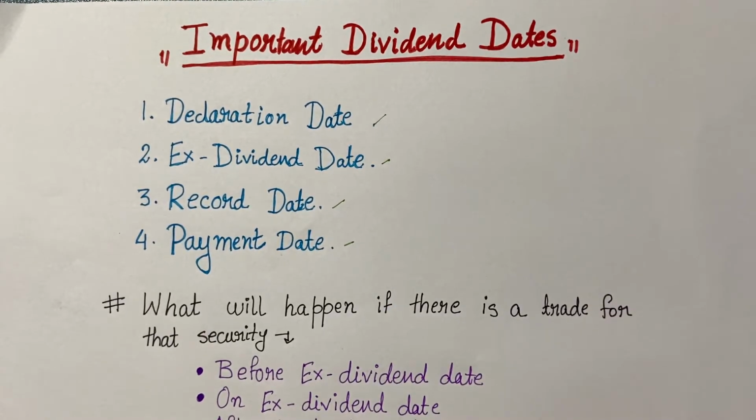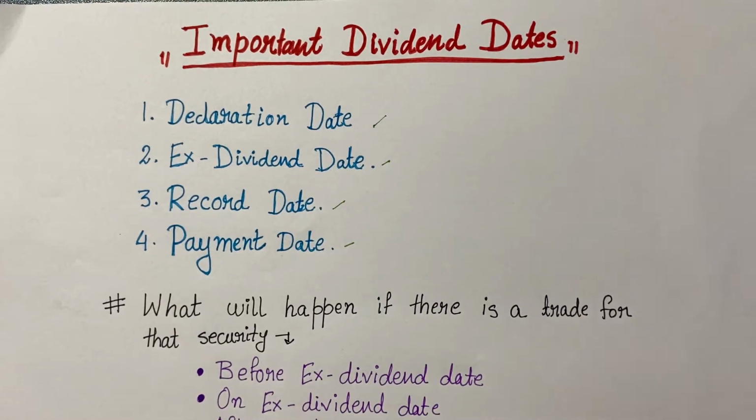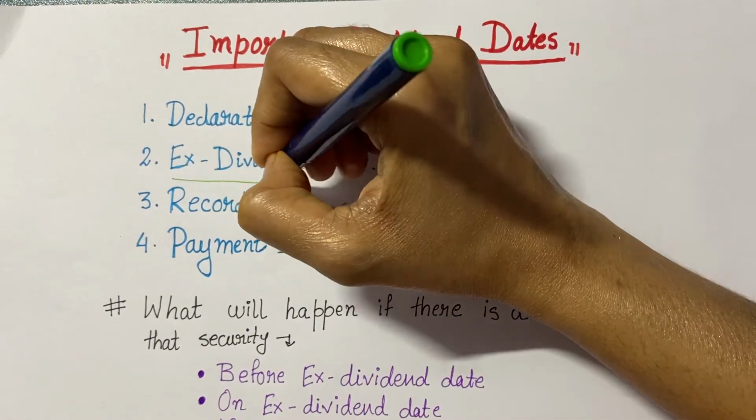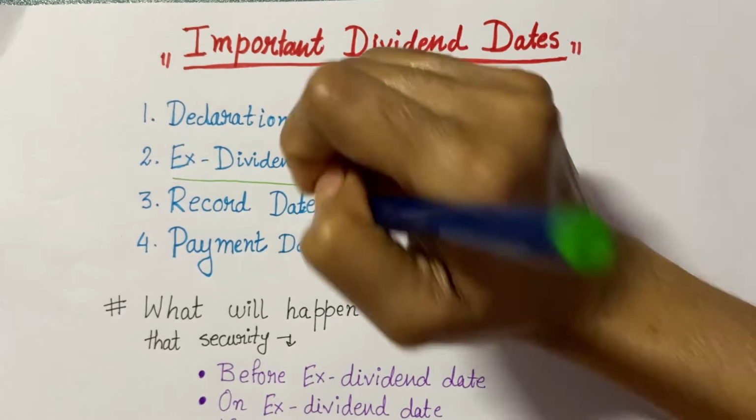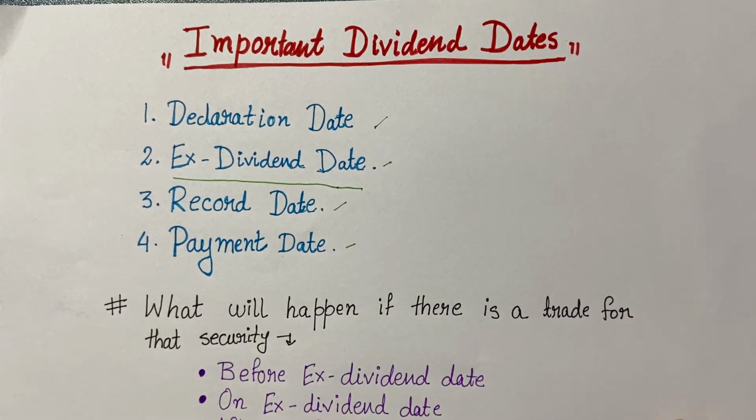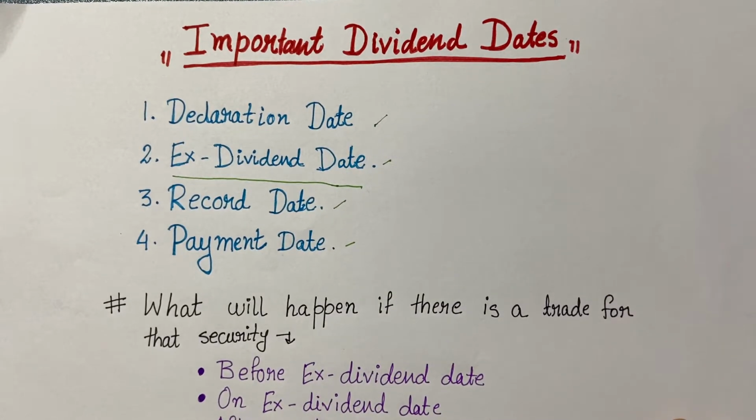Now, what is the declaration date? This is the date on which the company declares when and at what rate it is going to distribute the dividend. Next, and the most important date, is the ex-dividend date. So what is an ex-dividend date? This is the date on which the shareholders who hold the company share will be eligible for the dividend.